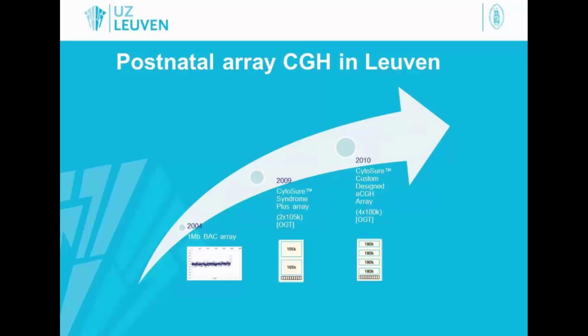So in 2009, we decided to switch to a commercially available platform, and this was the 2x105K array from OGT at that time. Then in 2010, we switched again to a 4x180K array from OGT, and we preferred at that time a custom design because of ongoing research projects in the lab. With this custom design, we could have a higher probe density in genes of interest for these research projects.